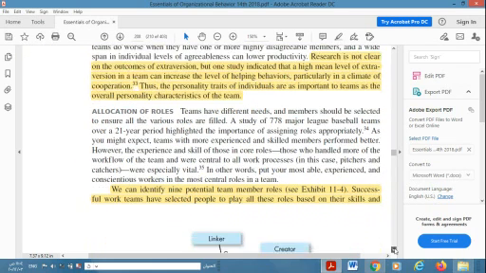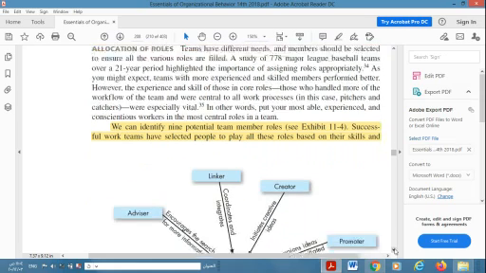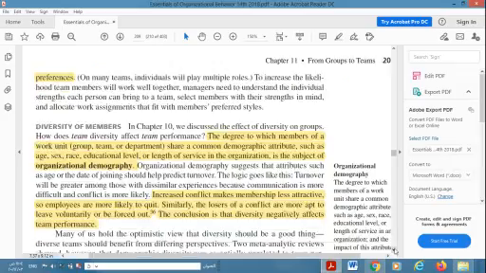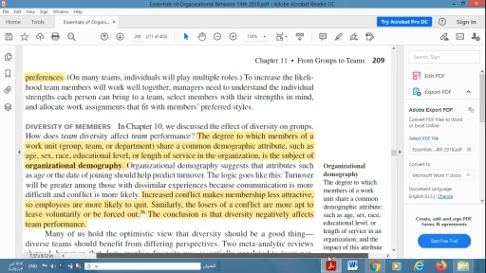Allocation of roles. We can identify 9 potential team member roles. Successful work team have select people to play all these roles based on their skills and their abilities and their preferences. وحكينا roles متعددة ومختلفة.